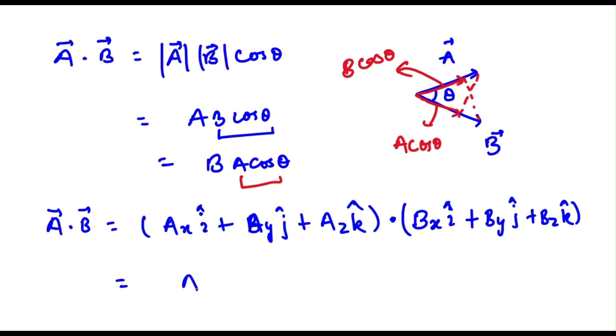And this will be ax I cap dot bx I cap, and I dot I will be 1. So we can write ax bx plus ay by. Other terms are going to be eliminated, as I dot j will be 0 and I dot k will be 0 as well. So we will have the terms I dot I, j dot j, and k dot k, so ay by plus az bz. Why am I saying that I dot I, j dot j, and k dot k will be 1 and others are 0? I'm just explaining.